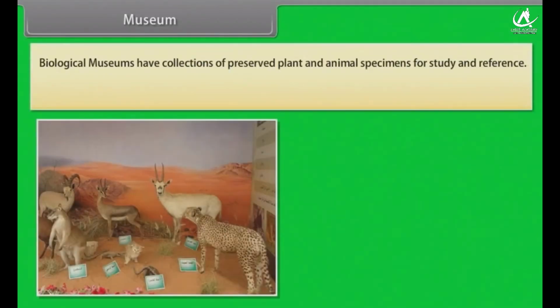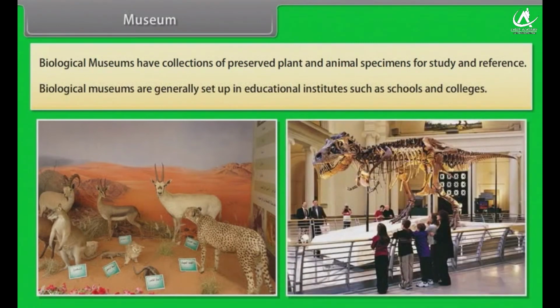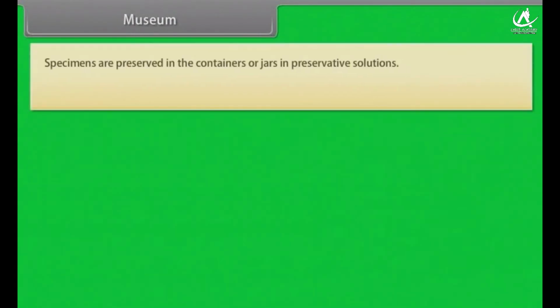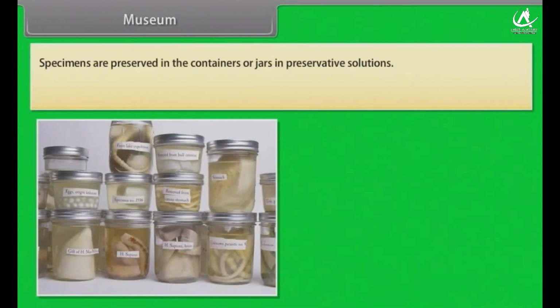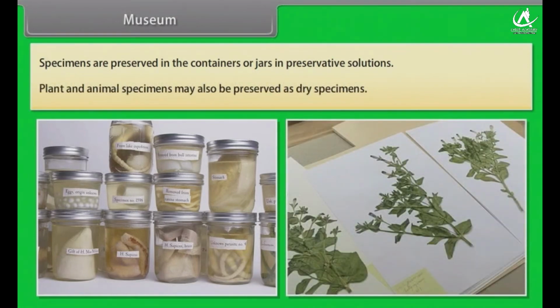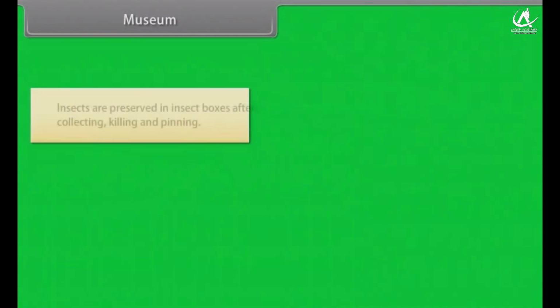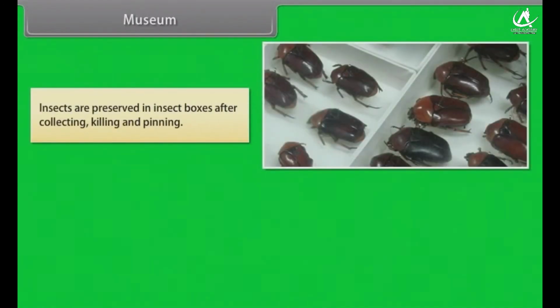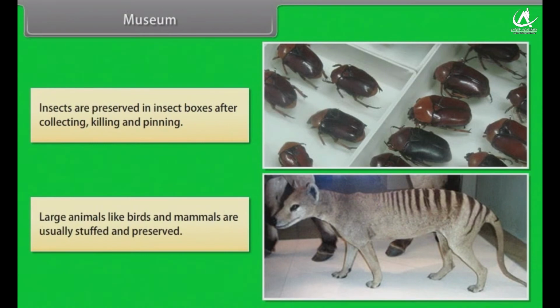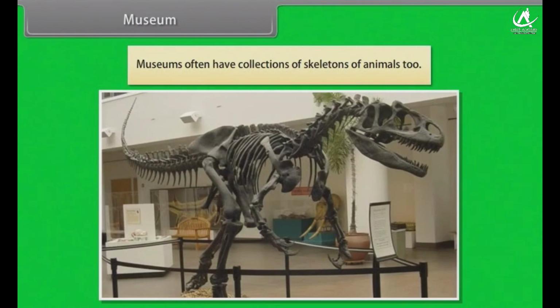Museum: Biological museums have collections of preserved plant and animal specimens for study and reference. Biological museums are generally set up in educational institutes such as schools and colleges. Specimens are preserved in containers or jars in preservative solutions. Plant and animal specimens may also be preserved as dry specimens. Insects are preserved in insect boxes after collecting, killing, and pinning. Large animals like birds and mammals are usually stuffed and preserved. Museums often have collections of skeletons of animals too.